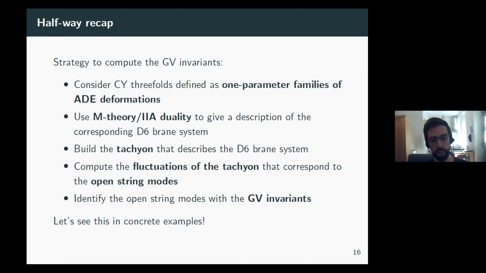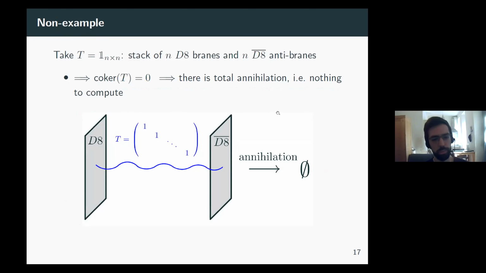The first actually is a known example. So consider a stack of n D8-branes and n anti-D8-branes, and a tachyon matrix which is just the identity matrix. In this case, we see that trivially the co-kernel of T is equal to 0. And so physically, this means that there is a total annihilation between the D8 and anti-D8 brane stacks, giving nothing left. There are no D6-branes left over, and so there's nothing to compute.